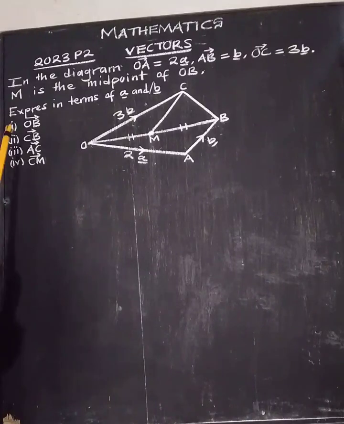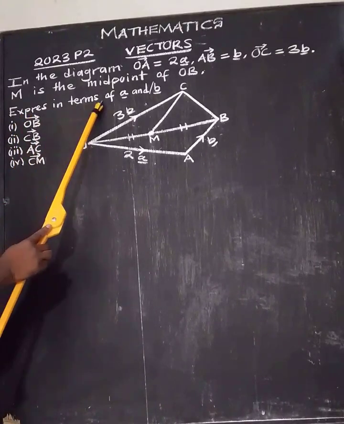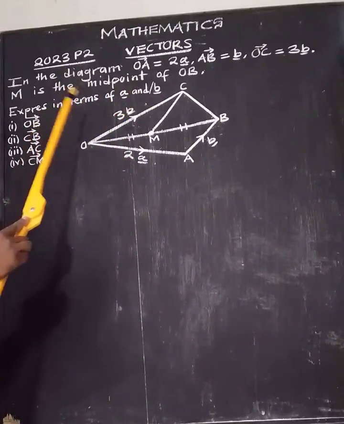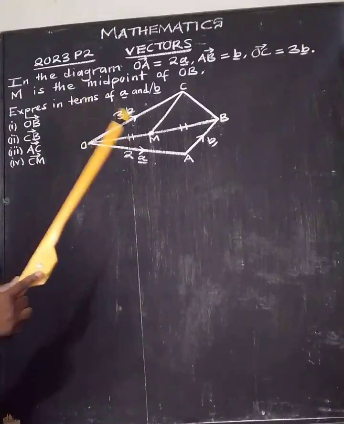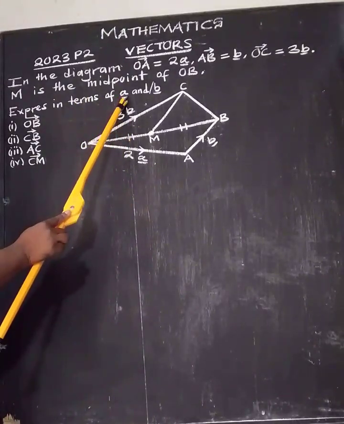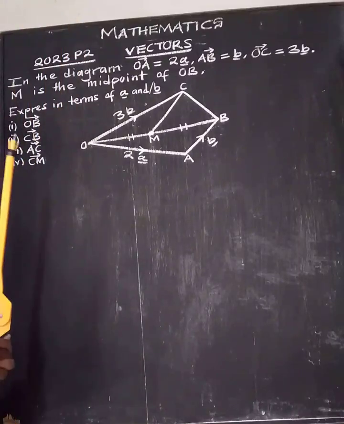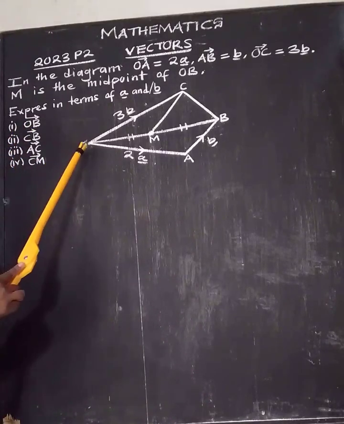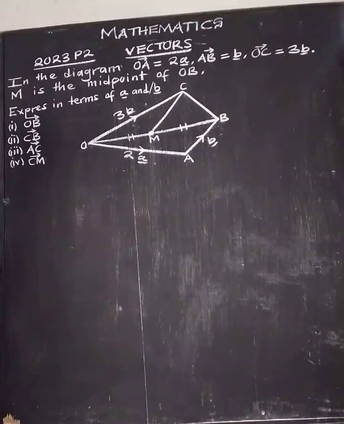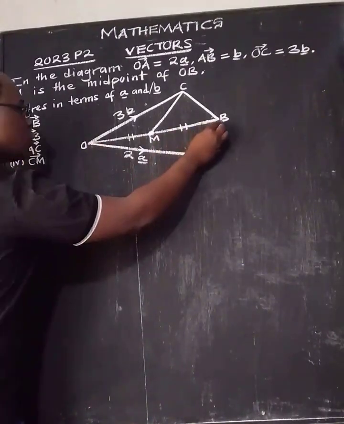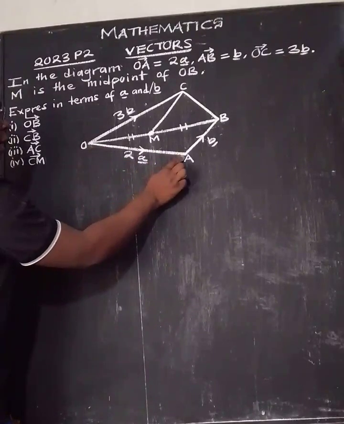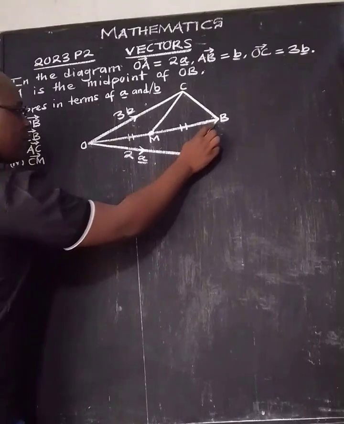Then we are told to express in terms of A and B. So when they say express in terms of A and B, meaning our answer should have a vector A and/or vector B. Now the first one is Roman numeral 1, OB. They want us to find the vector OB. Now, how do we move from O to B? You can move like this: from O to B, you can say OA plus AB.